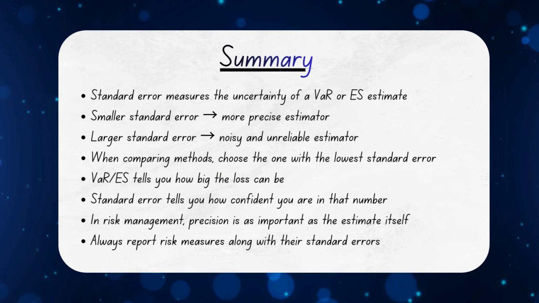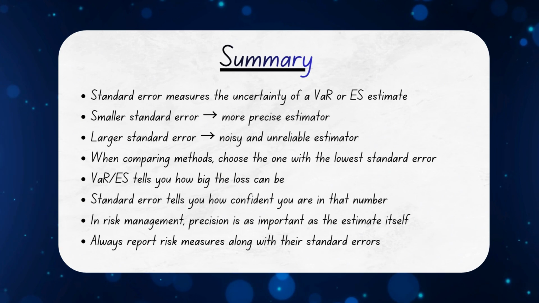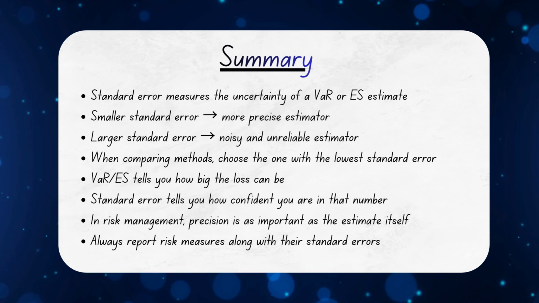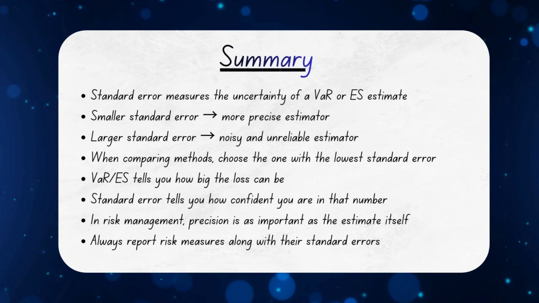So the big takeaway is this: VaR or ES tells you how big the loss can be, but the standard error tells you how sure you are about that number. And in risk management, knowing the uncertainty of your estimate is just as important as the estimate itself.